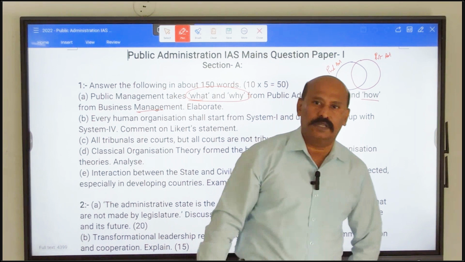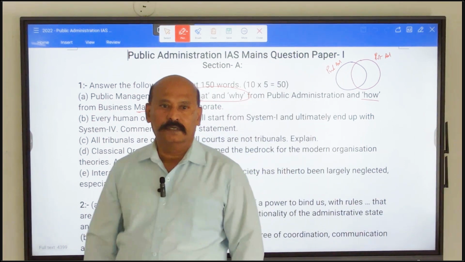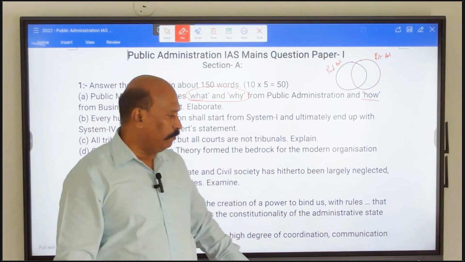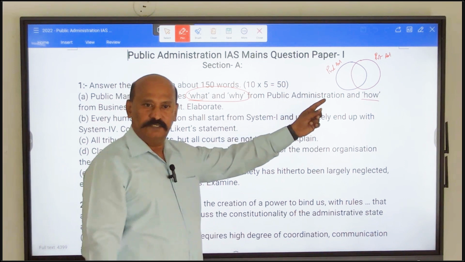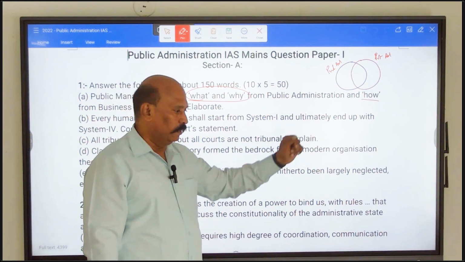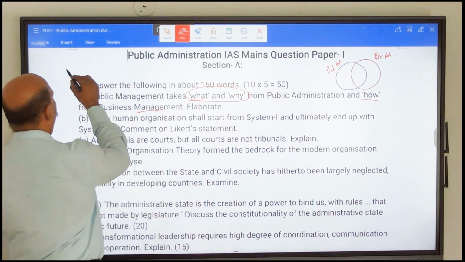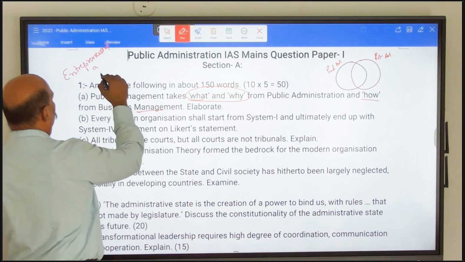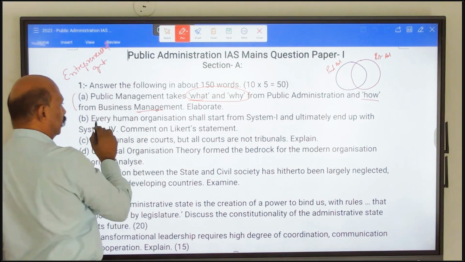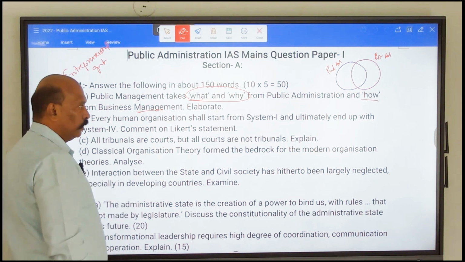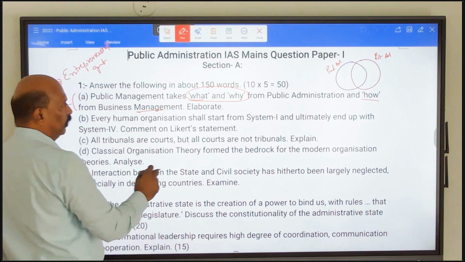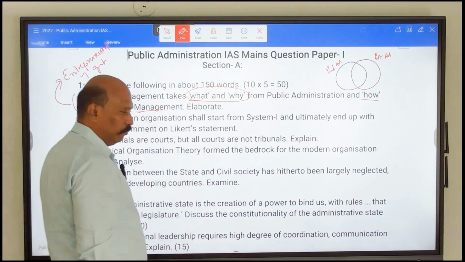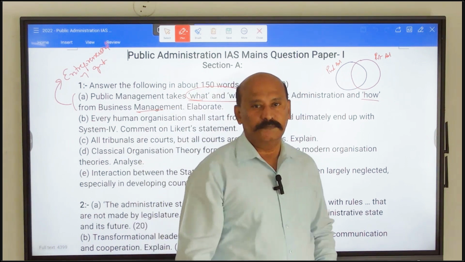This is nothing but what Woodrow Wilson said: there shall be a science of administration to make its business less unbusiness-like. That is why in new public management we spoke of entrepreneurial government. This term, entrepreneurial government, is the jargon, the word that improves this answer. Public management, when it chooses what and why from public administration and how from business management, becomes an entrepreneurial government. New public management is an entrepreneurial government.